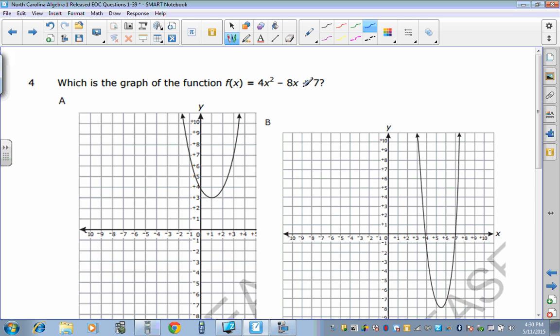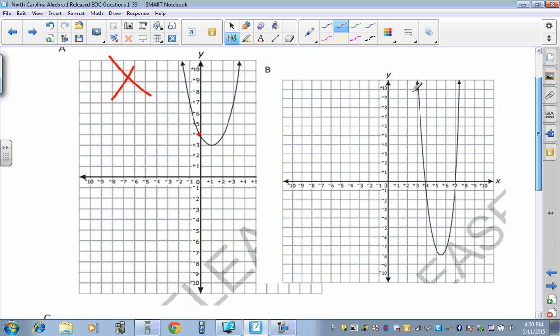Okay, which is this graph? One thing I always look for in a parabola or any graph is the y-intercept. A lot of times it gives it away. At the y-intercept, remember, x is always equal to 0. If we plug in 0 for x, we get a y-intercept of 7. So let's check and see what the y-intercept is. Well, here the y-intercept is 4, so it can't be A.